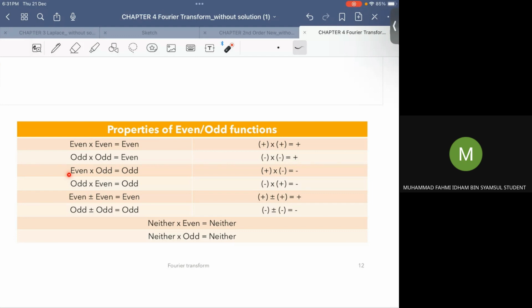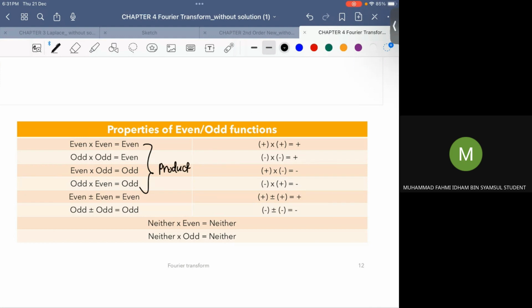Even function multiply odd function, you get odd. So positive multiply negative, you get negative. Odd function multiply even function, you get odd. So negative multiply positive, you get negative. So just remember this one. Now, this one is a product.